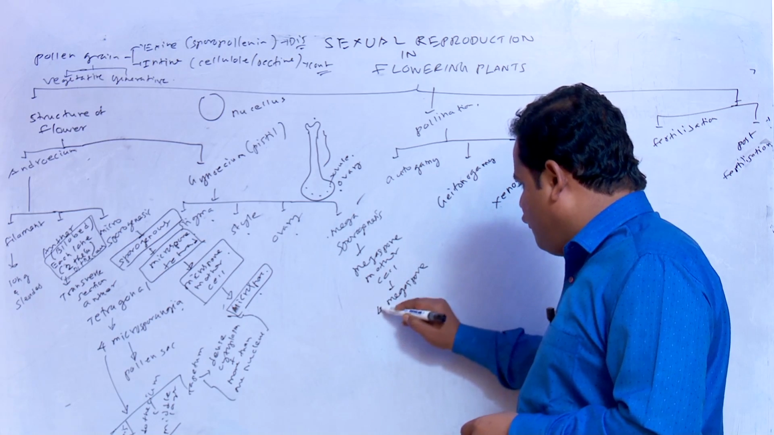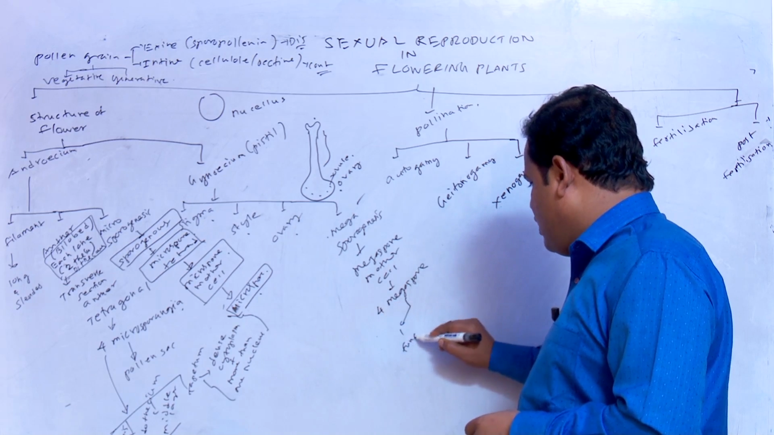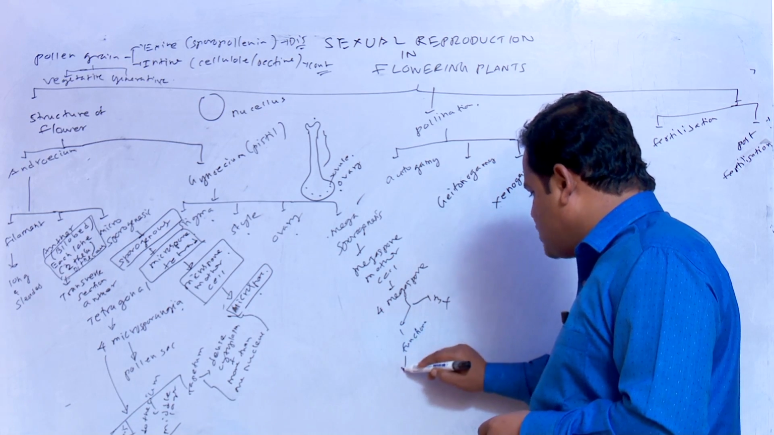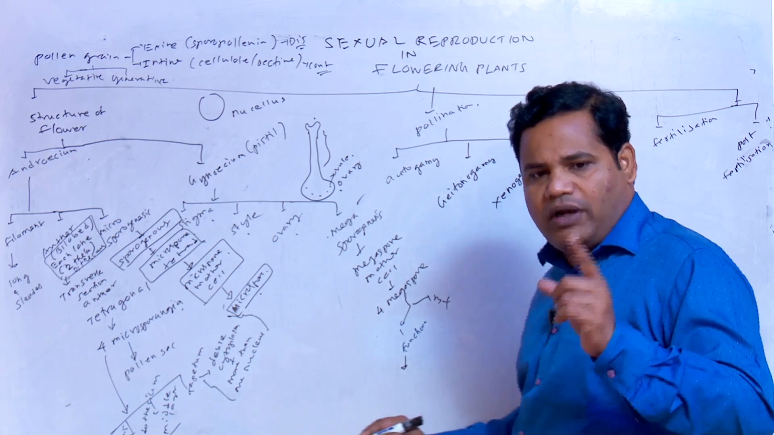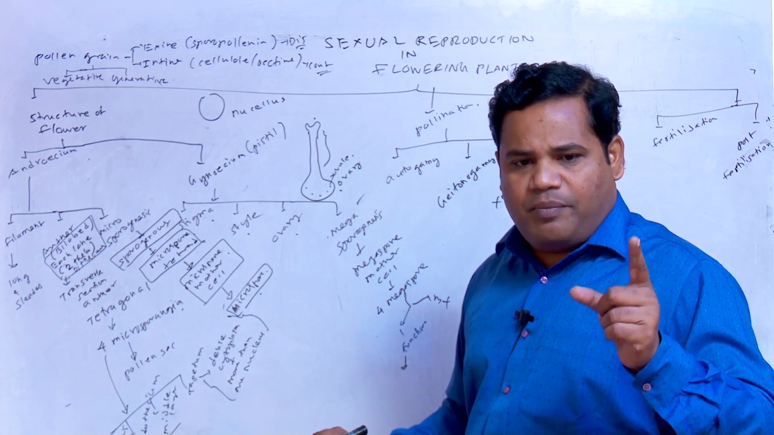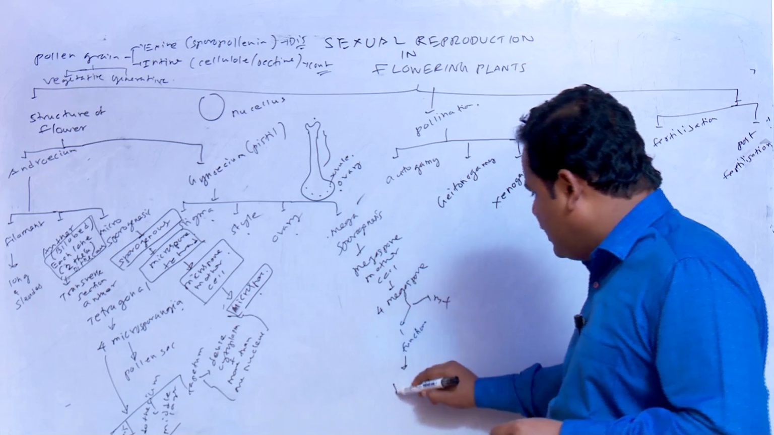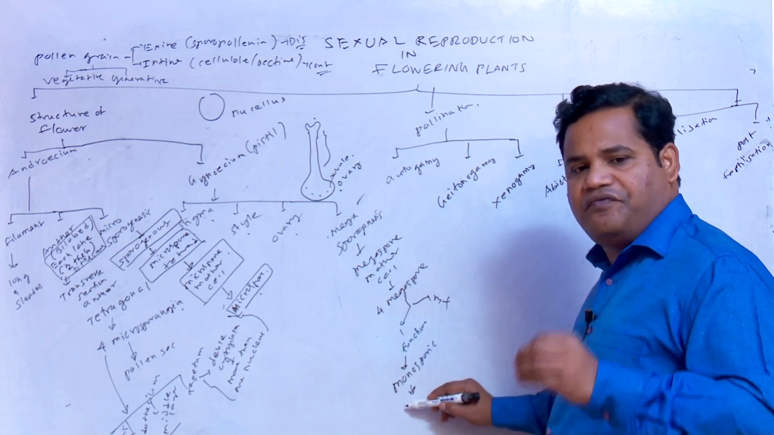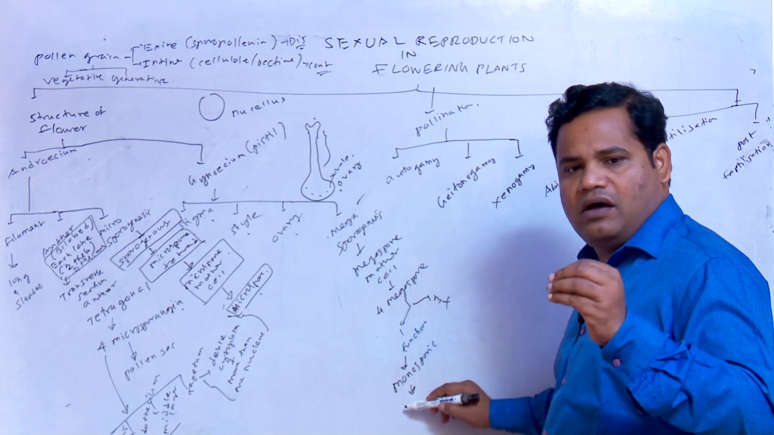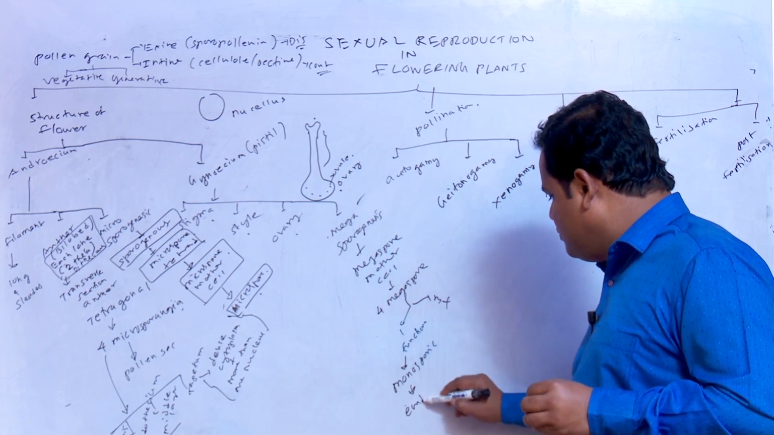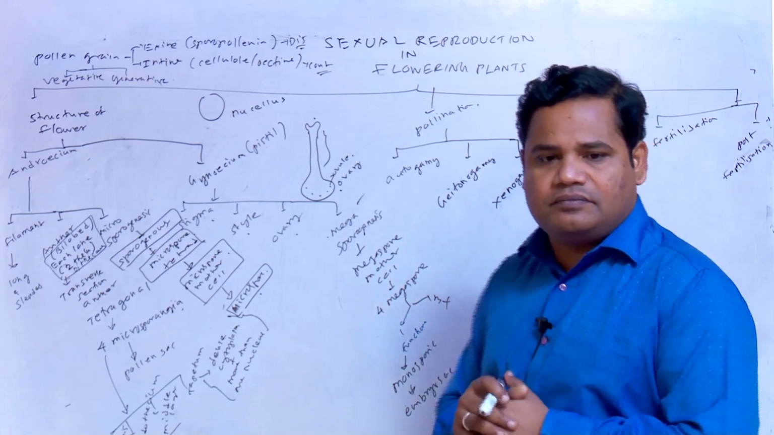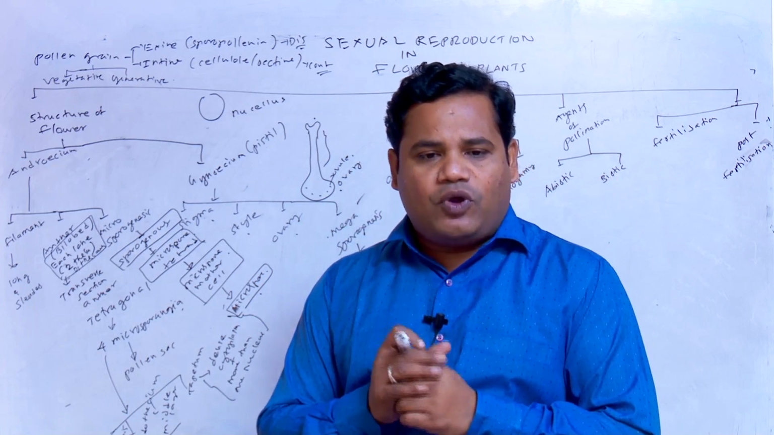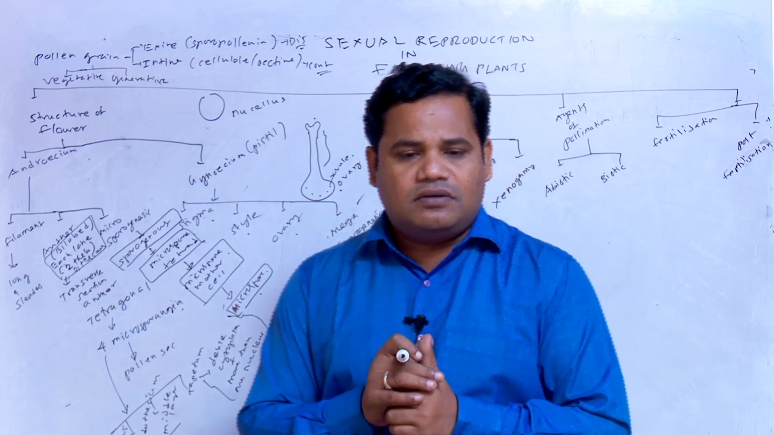Of these 4, one is functional and the other 3 are not functional. The functional one forms the embryo sac from a single megaspore, which we call monosporic. That is the female gametophyte, which is called the embryo sac. Now the formation of this female gametophyte, the embryo sac, took place.